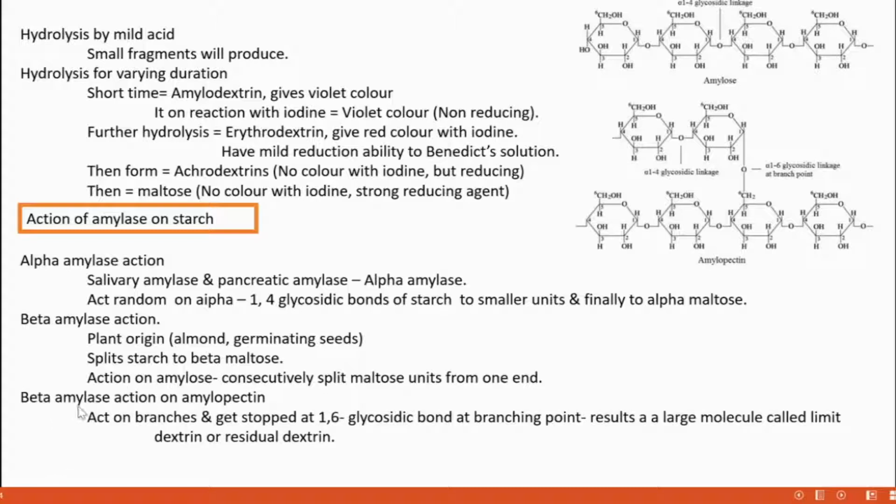Then, what is the action of beta amylase on amylopectin? That we are going to see here. It acts on amylopectin also. Amylopectin, we know, is a branched structure. But the action of beta amylase on amylopectin gets stopped at the 1,6 glycosidic bonds. That bond is present at the branching point, and there this enzyme cannot act. So the resulting product is a large molecule called limit dextrin or residual dextrin.